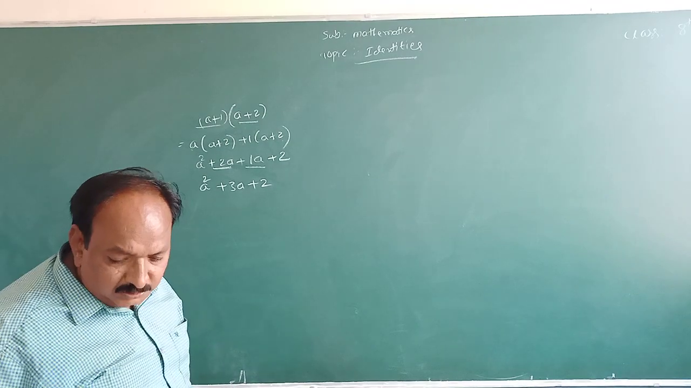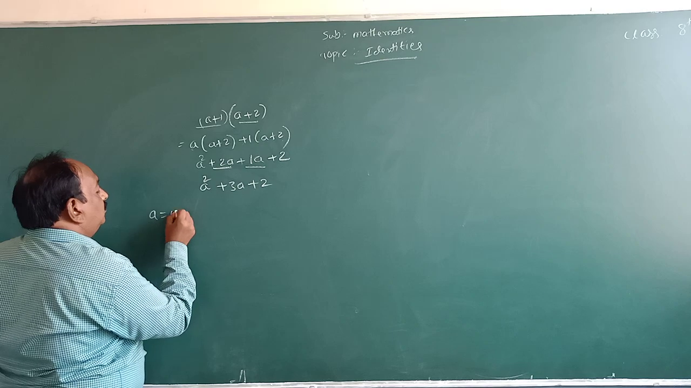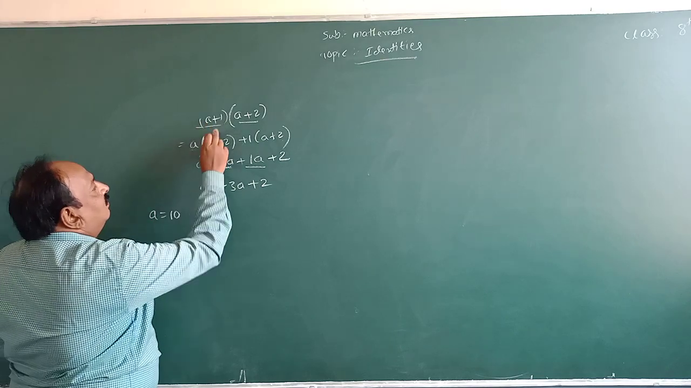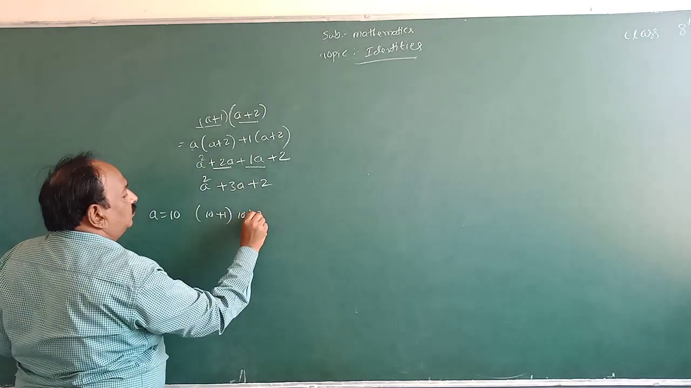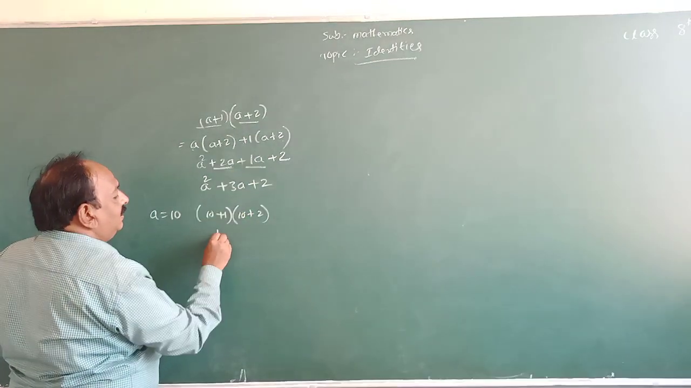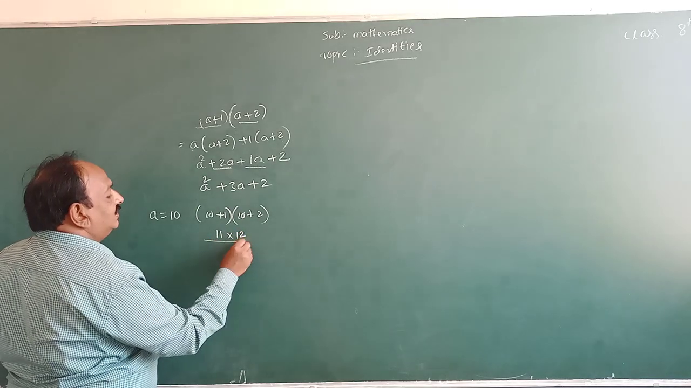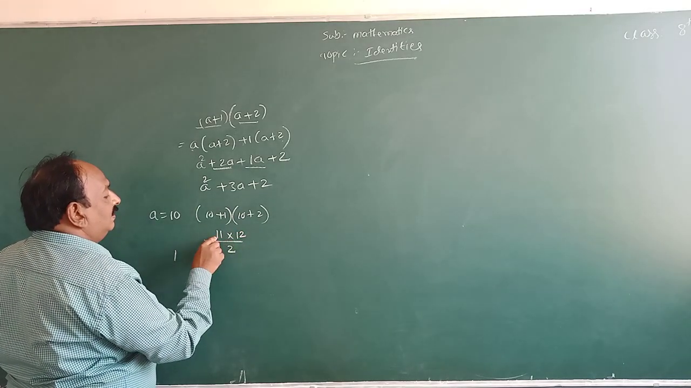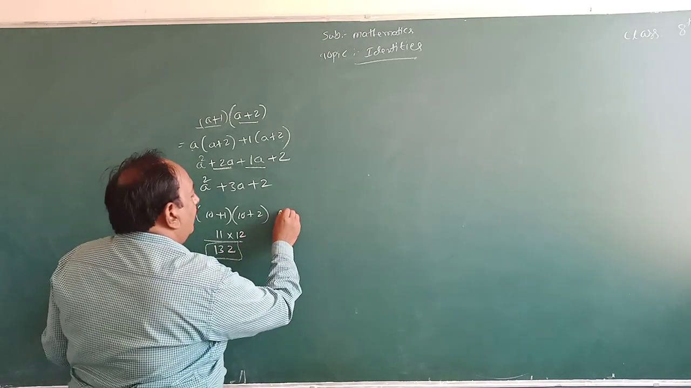Now, substitute the value a equal to 10. What do I put here? 10 plus 1 into 10 plus 2. 10 plus 1 is 11, into 10 plus 2, 12. 12 ones are 12. Carry number 1. 12 ones are 12, plus 1 is 3. What is the product? 132.